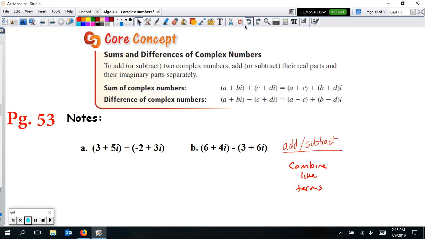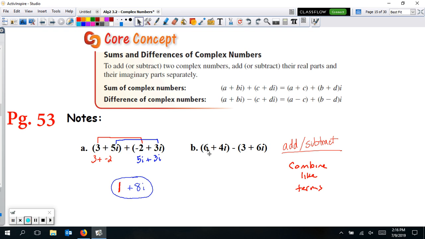So we start with these 3 and negative 2, put those together, 3 plus negative 2, and then you're going to have the 5i combined with the 5i and 3i, adding those together, 5i plus 3i. So this right here is 1, and over here is 8i, so our answer is just 1 plus 8i.